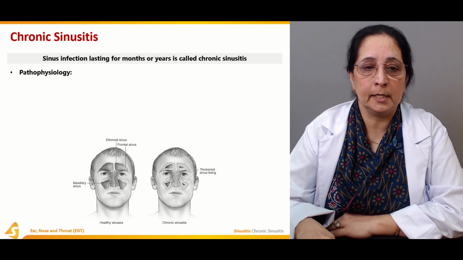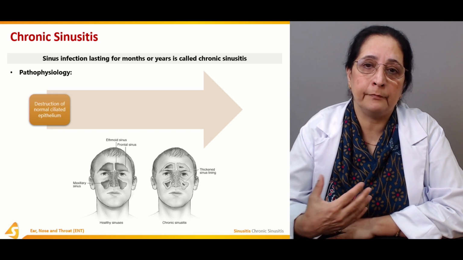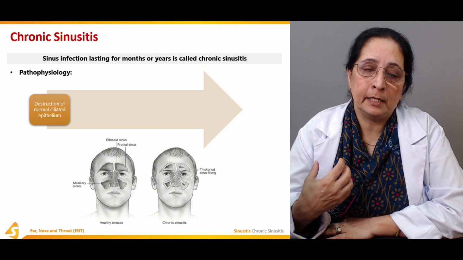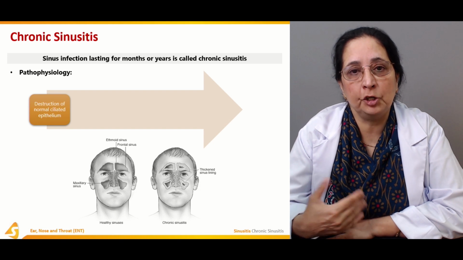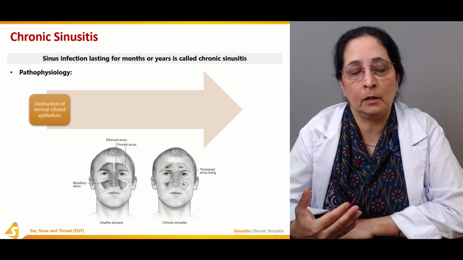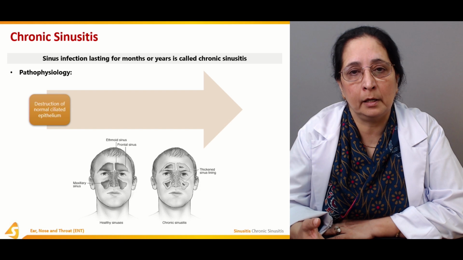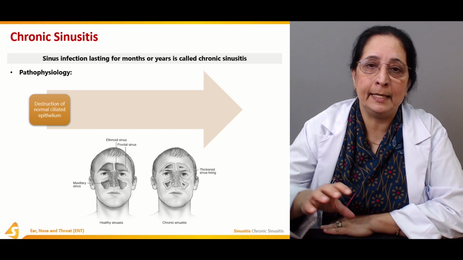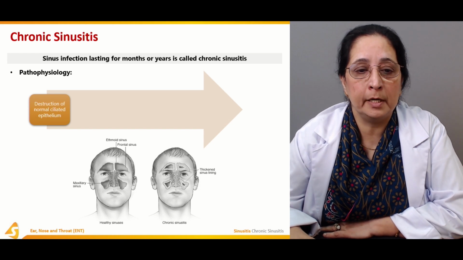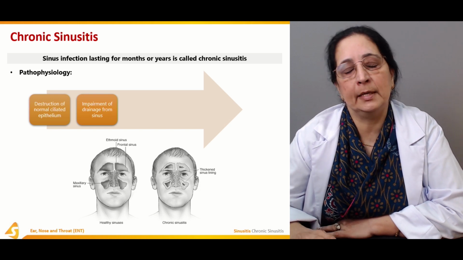Pathophysiology of chronic sinusitis is destruction. Now it is present for such a long time, for months and years, and there is infection present. So ultimately that infection begins destruction of the walls and causes osteitis and osteomyelitis, and then those have their impact and complications also. So first, destruction of normal ciliated epithelium occurs as a result of chronic sinusitis, and this causes impairment of drainage from the sinus.